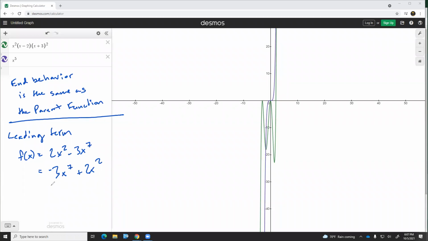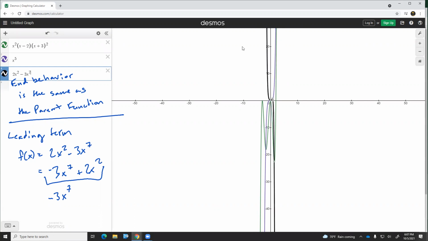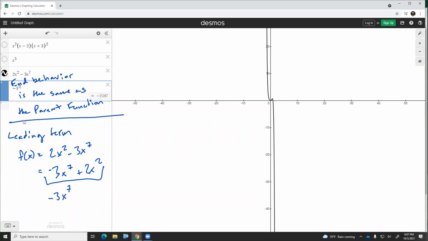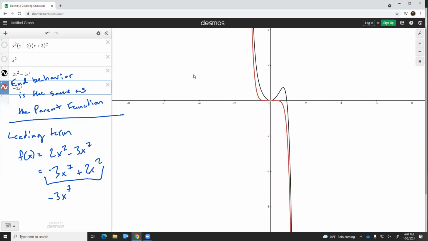So if I was to graph this, the end behavior should be the exact same as if I did this. Does that make sense? So let's prove it. If I do 2x squared minus 3x to the 7th, and I plug in just negative 3x to the 7th, the end behavior, as you can see, is the same. Everybody cool with that? So that's why you gotta know if it's odd, even, you gotta know what those look like. All right. That's end behavior.